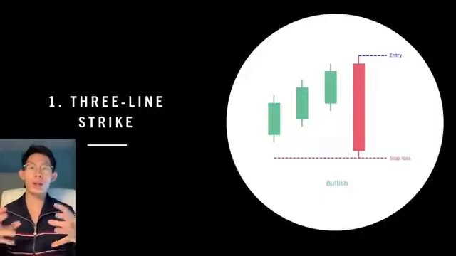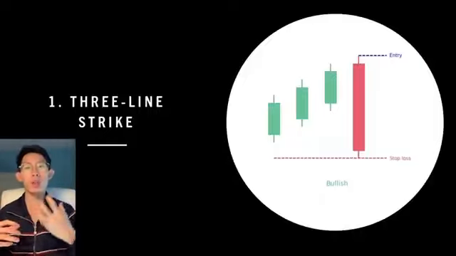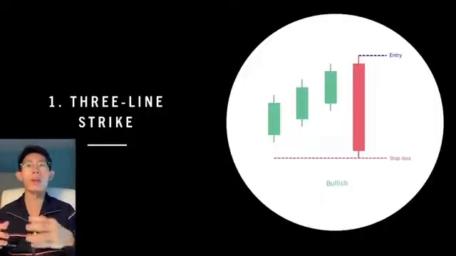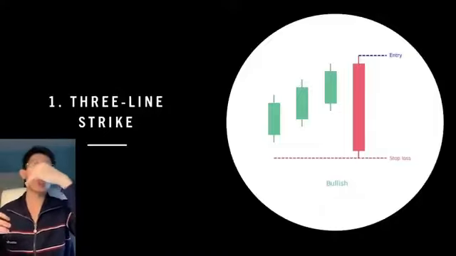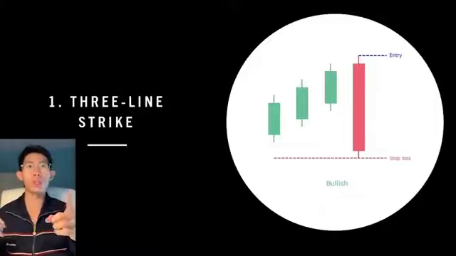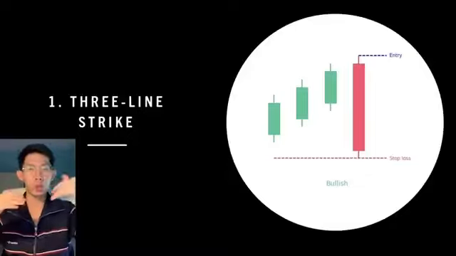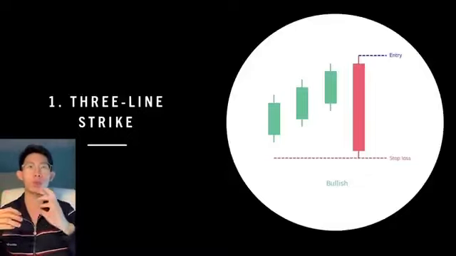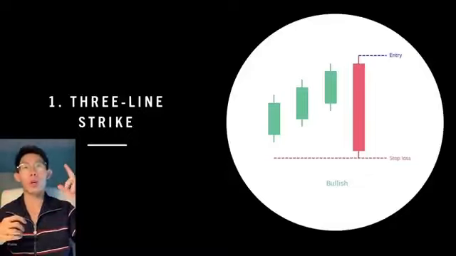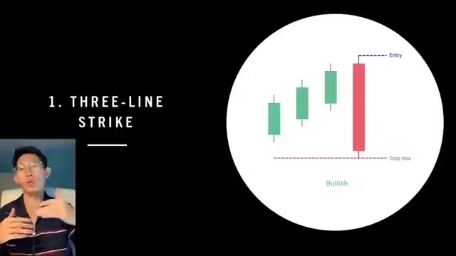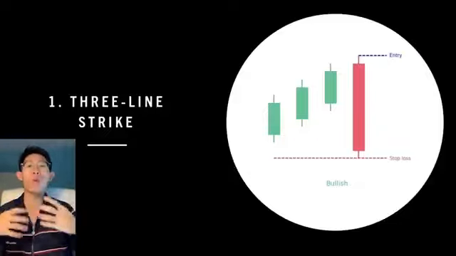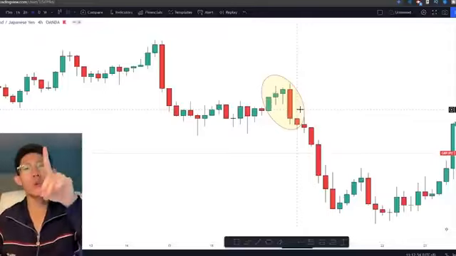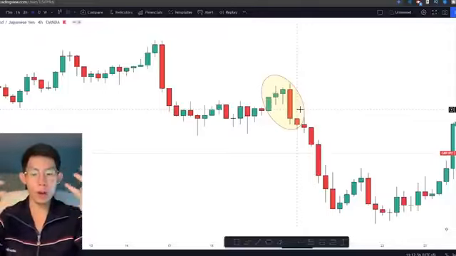So the 3-line strike candlestick pattern is basically a continuation candlestick pattern. This means that when you see this candlestick pattern, the trend is going to continue. So if you see this in a downtrend, it's going to continue going down. And if you see your 3-line strike pattern in an uptrend, it's going to continue to go up. So you should enter for the continuation of the overall trend, right?